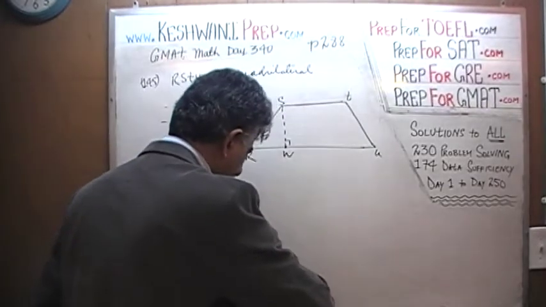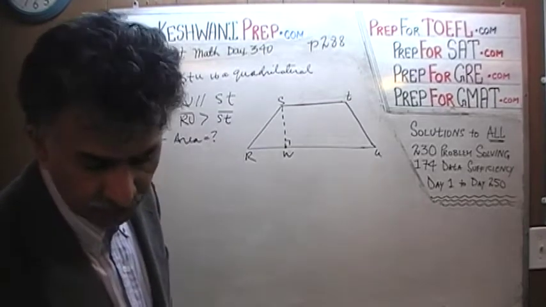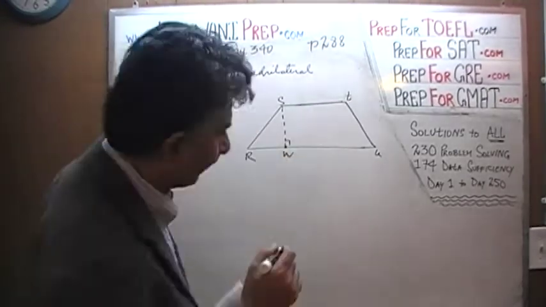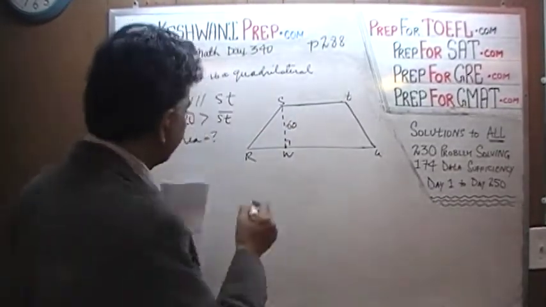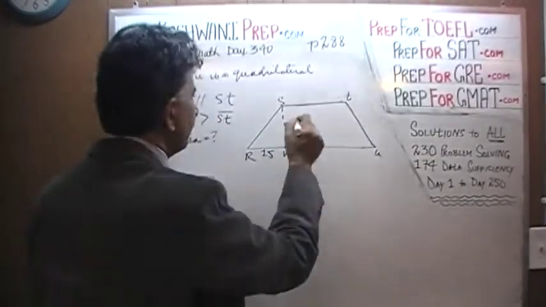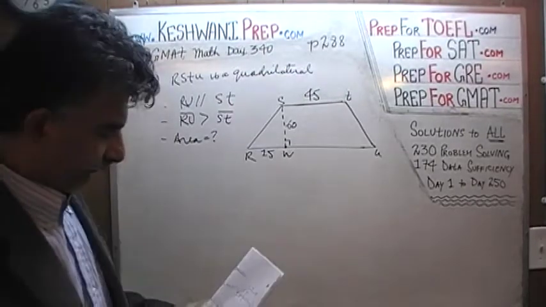Let's see what else they tell us in the picture itself. They tell us that the vertical distance that you see there, the perpendicular that is dropped from S to W, is 60. We also know that this distance is 15, and S to T, we are told, is 45. Let's see what they tell us in the first statement, shall we?